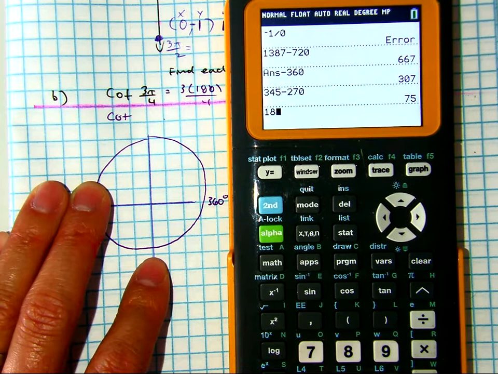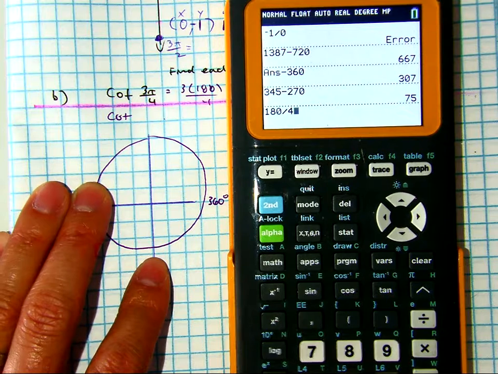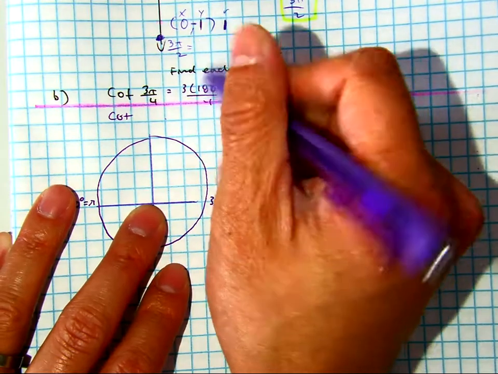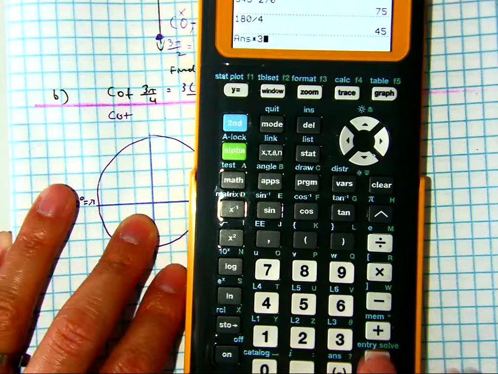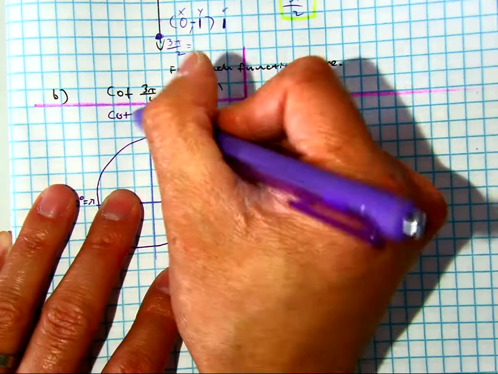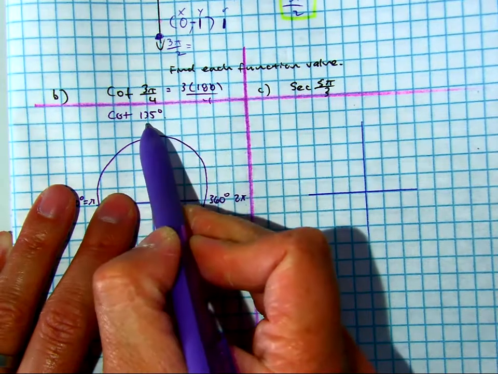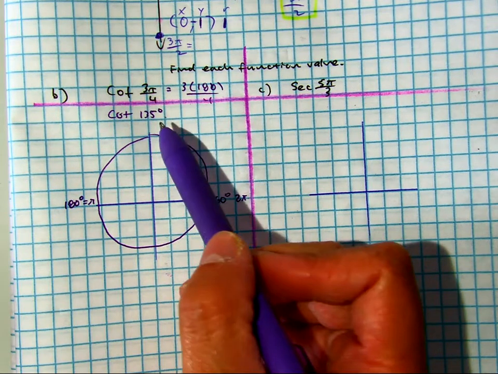45. So 3 times 45 gives me 135. 3 pi over 4 is 135 degrees. Raise your hand if you got that. Awesome. Let me show you another, not shortcut, but observation.